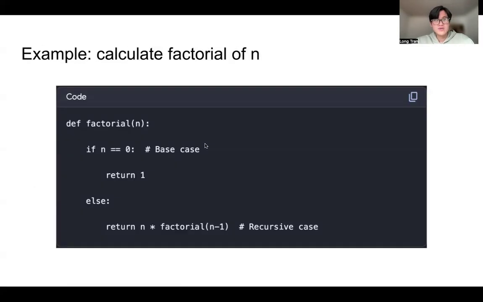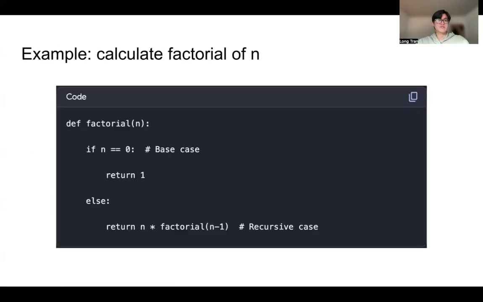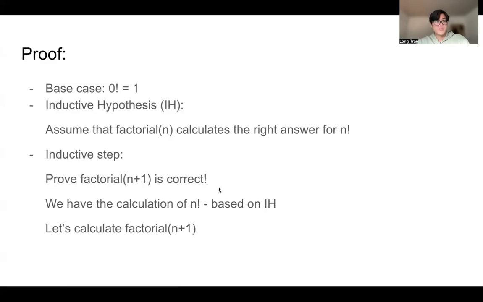So let's go back to the factorial function. We try to calculate factorial of n, and let's see how this function is correct. For the proof, as we saw before, we have the base case. Factorial of 0 is 1, so this is the base case: for factorial of 0, we return the value 1. For the inductive hypothesis, we assume that factorial n calculates the right answer for n factorial.